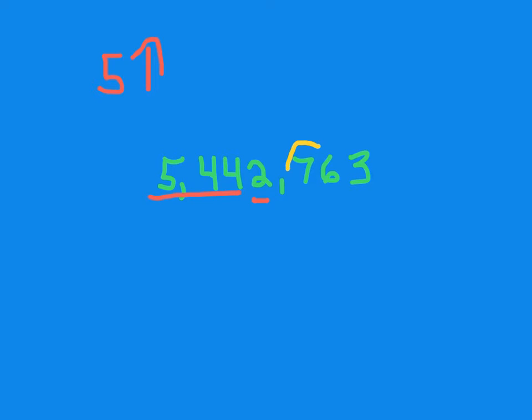First thing I'm going to do is circle this 7 because that determines what I'm going to do. 7 is bigger than 5, so that means I'm going to round up. I'm going to round up by adding 1 here. So what do we get after we do that? 2 plus 1 is 3. Remember, we never change those numbers out in front.